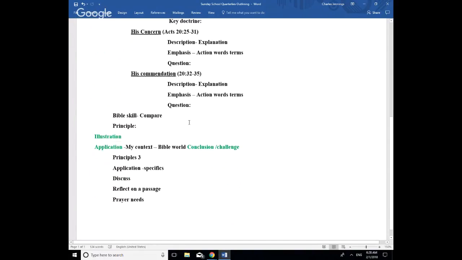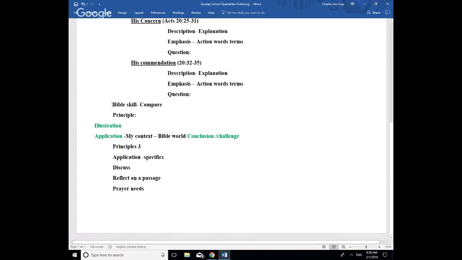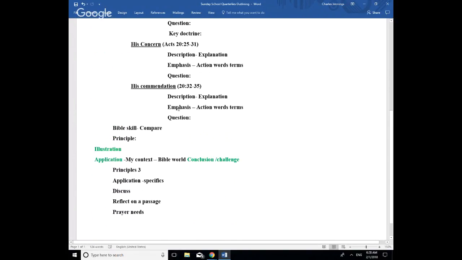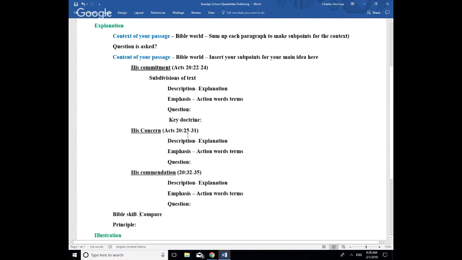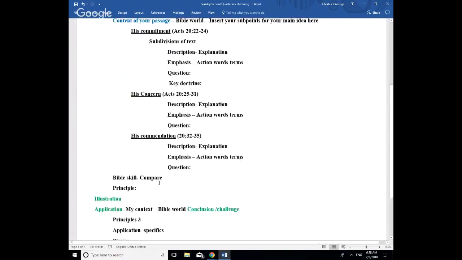Now, in this particular quarterly, they also have a Bible skill, and the Bible skill was comparing this address to other addresses found in the Bible. So you could put that in here like that. And then they want you to draw a principle based on what you see from there.